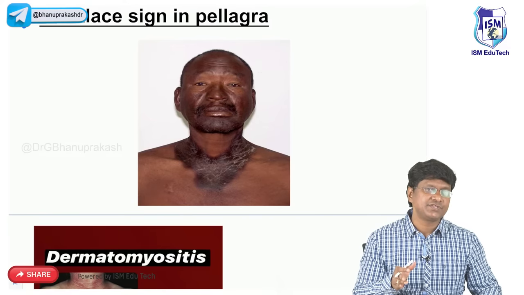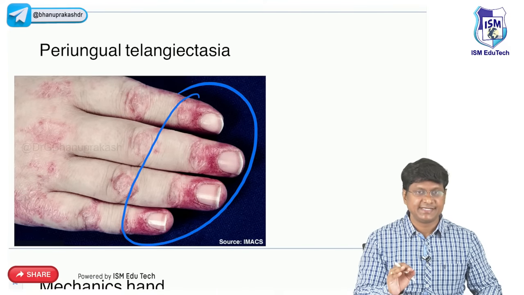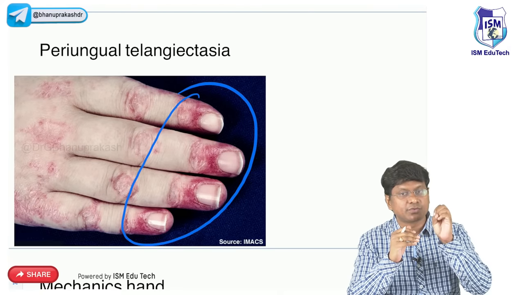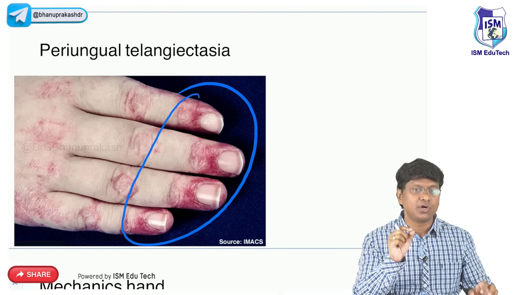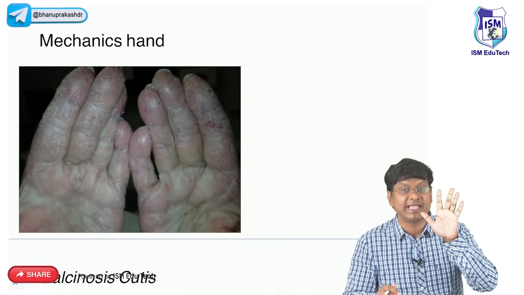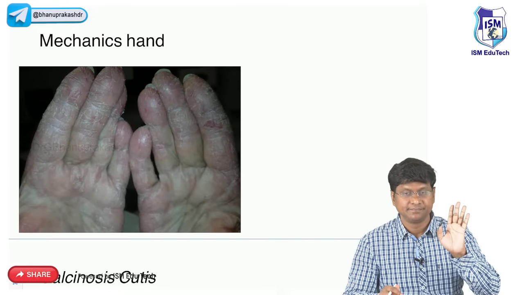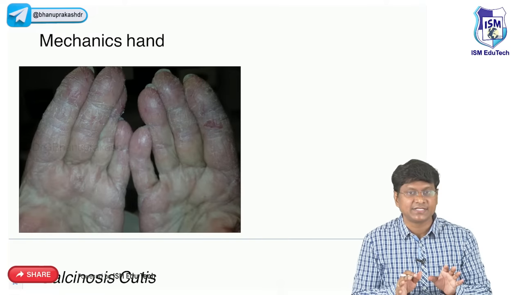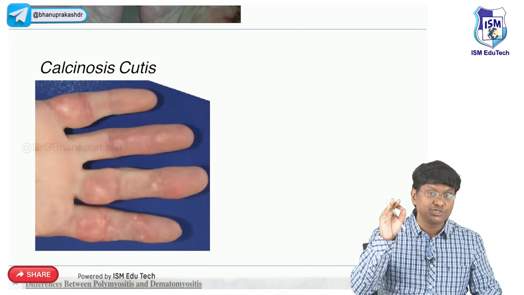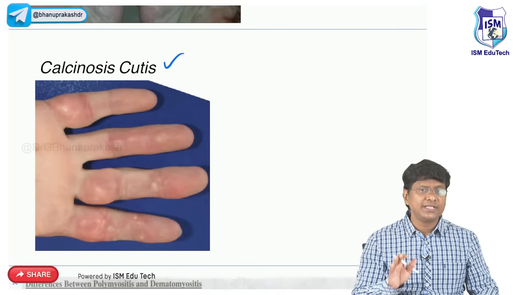Now, what are the other skin manifestations in dermatomyositis? That includes periungual telangiectasias, which are nothing but dilated capillaries present within the fingernails. And how will be the hand of these individuals? We describe it as the mechanic's hand, where you have irregular, distorted skin and multiple cracks over the skin of the hand. Another important skin manifestation is the deposition of calcium within the skin, which we call calcinosis cutis. So these are all the cutaneous manifestations.